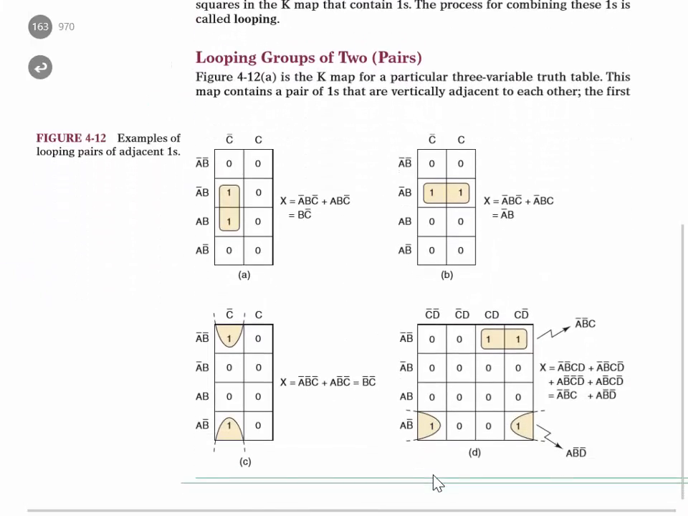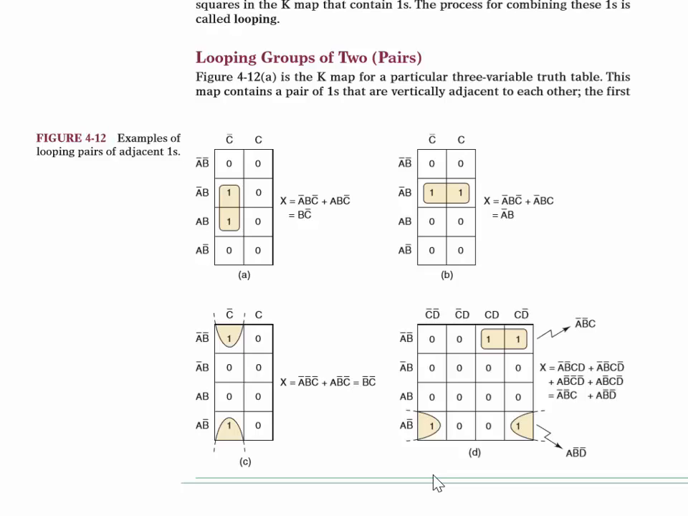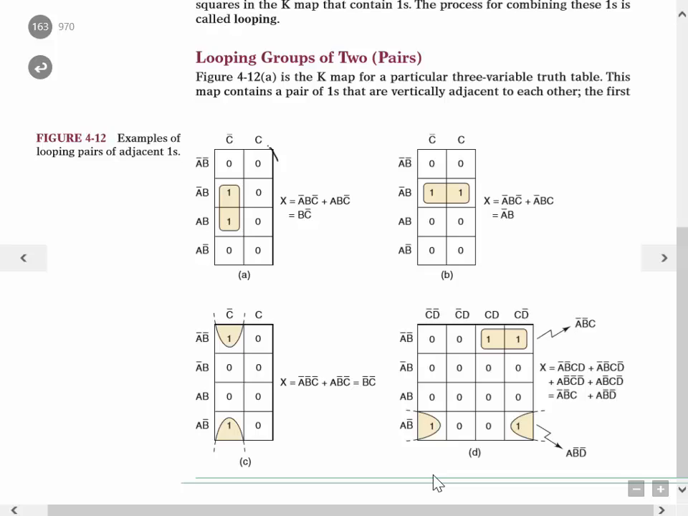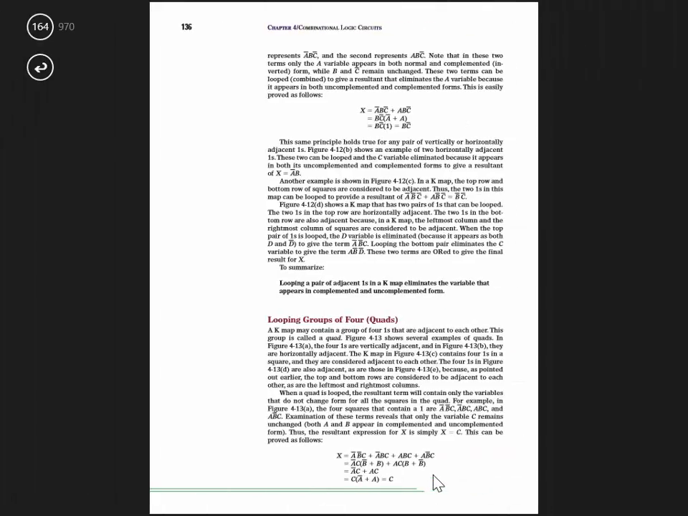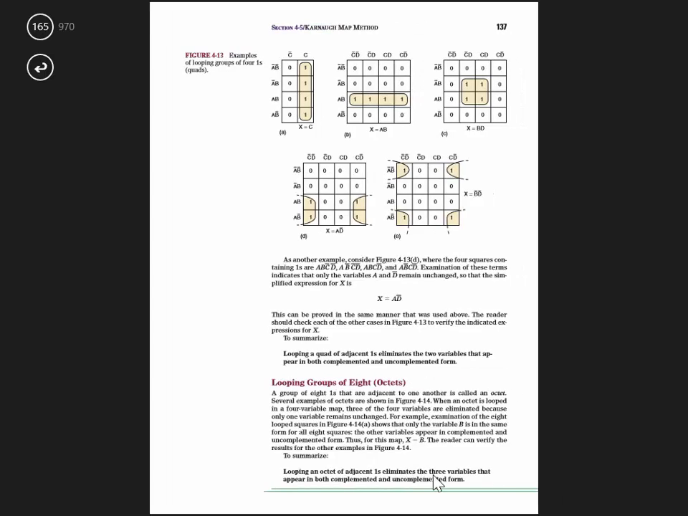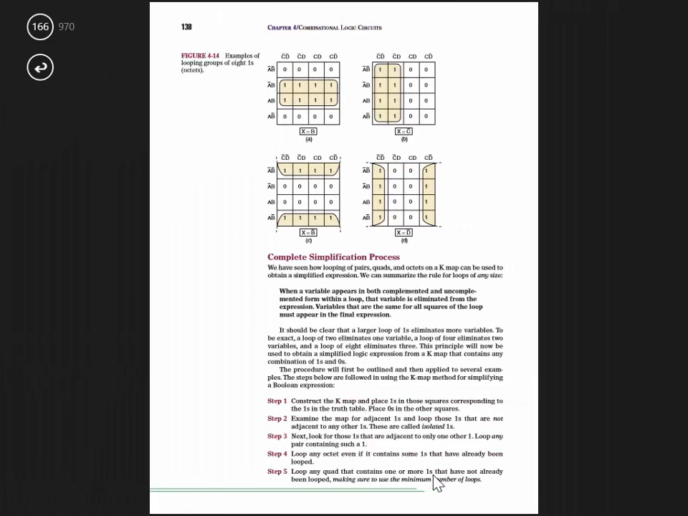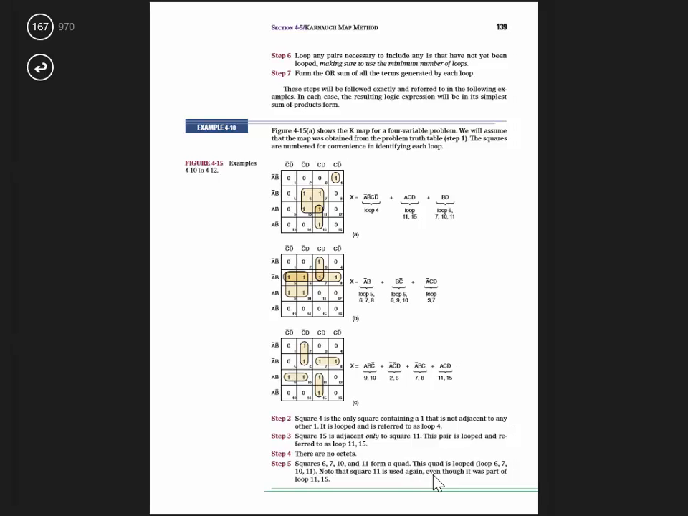He goes through here, and I suggest that you read this because I went through it relatively quickly. He explains each group of 2 and why we do this group of 2 right here. There's a group of 2, here's a group of 2 across here. So these are 2 pairs. They're looping groups of 4, quads. He shows all the various combinations of groups of 4. So these are a group of 8. Again, he shows all the various groups of 8 you can come up with. And then he goes through these examples.